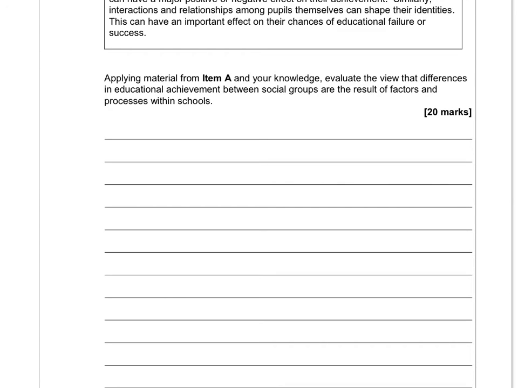One thing that's worth mentioning with this particular question is that it does say differences in educational achievement. It doesn't say always underachievement. So you can also explain why particular groups do much better as well. Okay, that's just one thing I thought about for this question.